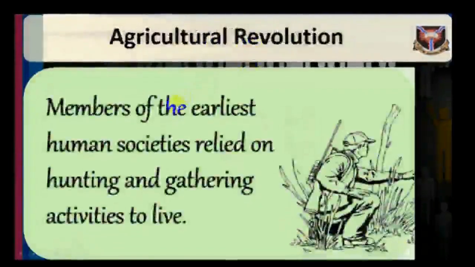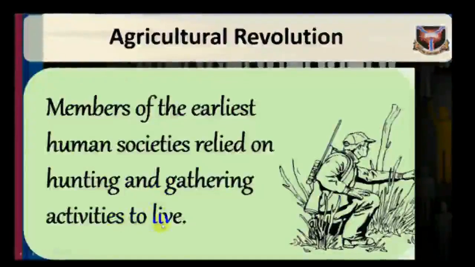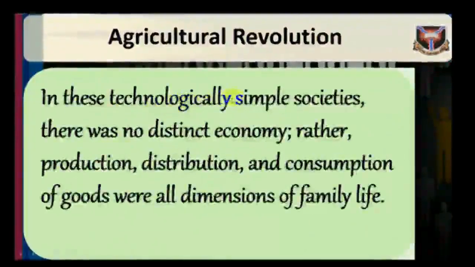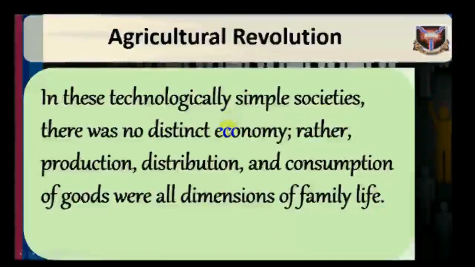Agricultural Revolution. Members of the earliest human society relied on hunting and gathering activities to live. In this technologically simple society, there was no distinct economy. Rather, production, distribution, and consumption of goods were all dimensions of family life.